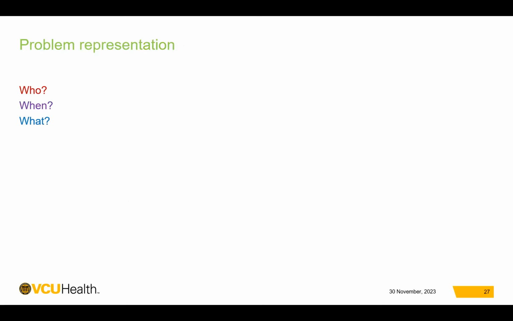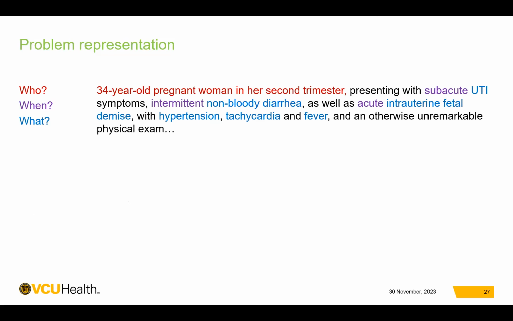All right. So if we were in morning report right now, we would stop and come up with a problem representation. So we have a 34-year-old pregnant woman in her second trimester who's presenting with subacute UTI symptoms, intermittent non-bloody diarrhea, as well as an acute intrauterine fetal demise with hypertension, tachycardia, and fever, and an otherwise unremarkable physical exam.